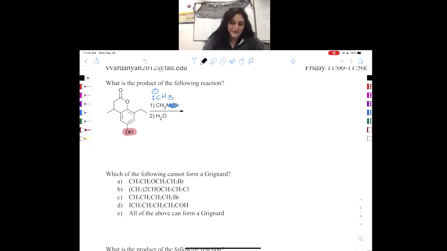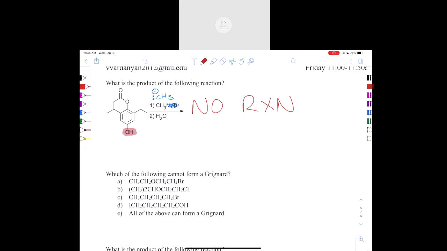So this is actually going to be no reaction, because there's no Grignard reaction going on. But since you guys are super smart and amazing, can you tell me what will happen instead of the Grignard reaction? Acid base. Acid base, exactly.